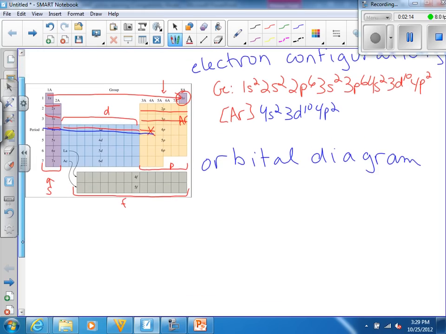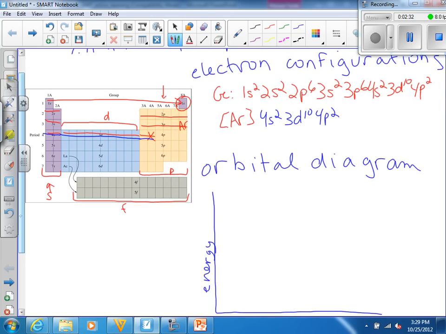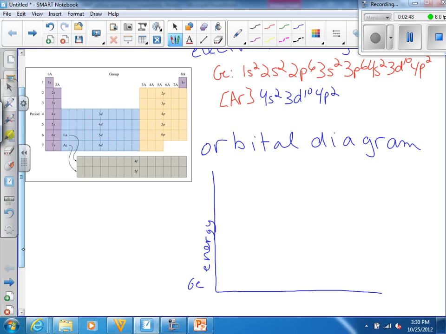So now let's look at our orbital diagram. To set up your orbital diagram, first you need to have energy on the y-axis. There's no label for the x-axis. And we still go left to right, top to bottom, up to and including the element to figure out where we are going to put our electrons. We're still doing germanium, and we look at our periodic table.